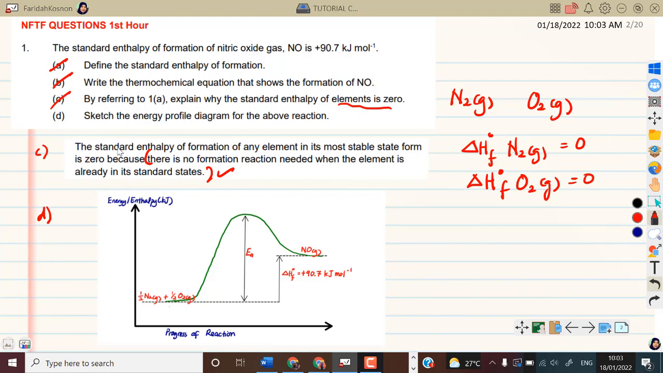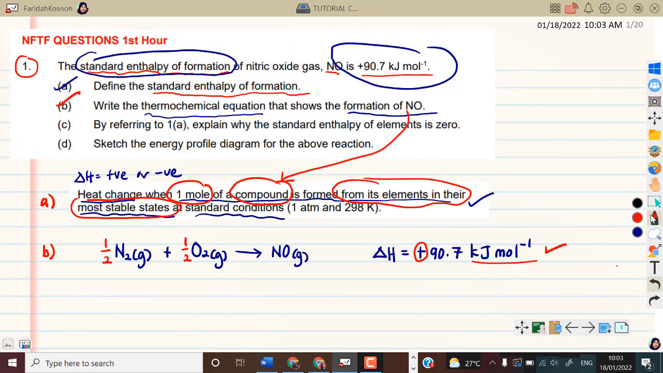Sketch the energy profile diagram for the above reaction. So, kalau kita lihat kepada tindak balas ni tadi, maksudnya kita boleh tengok kepada thermochemical equation in question B. Saya patah balik, kita tengok B. It shows that the reaction is an endothermic reaction.